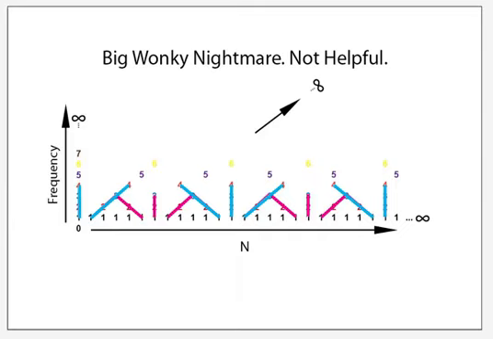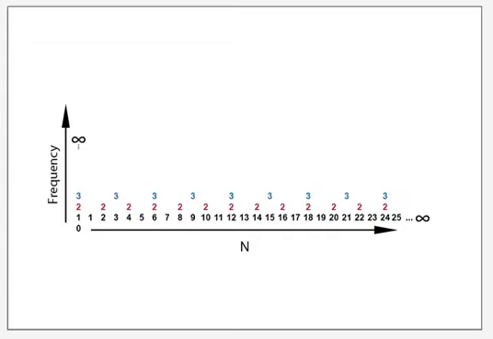Problem here is that this gets very big very quickly. It's very wonky, and it's not particularly helpful by itself. So what I'd like to do is take a step back to this, 2s and 3s.